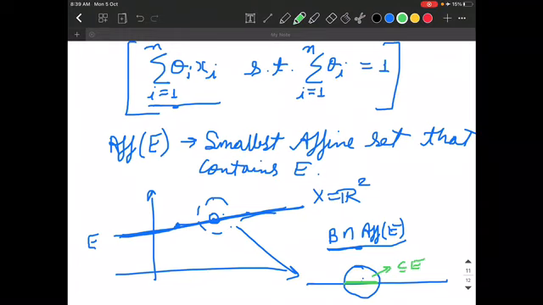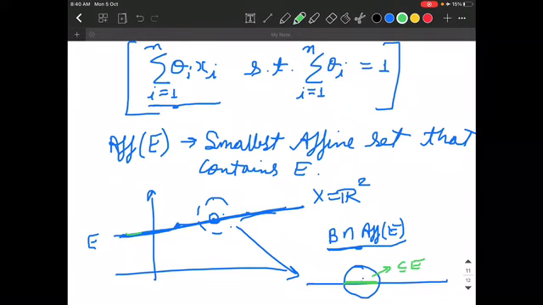So here we see that the interior is empty for this set E. The interior is empty because about any point in this set E, if you take an open ball, it is not completely inside E. However, the relative interior is non-empty, because for any point in this set, if we take the intersection of the open ball with the affine hull of this set, then it completely lies inside the set E.